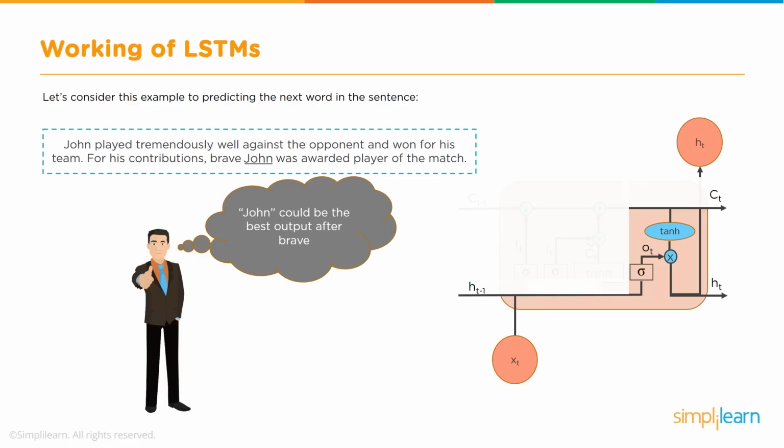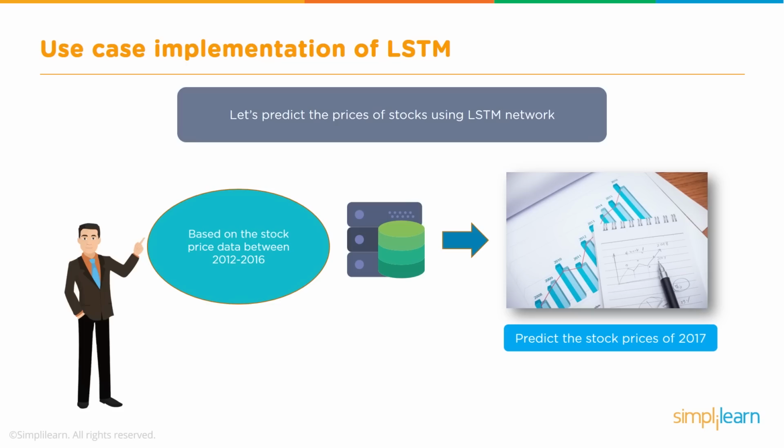And then of course we jump into my favorite part, the case study. Use case implementation of LSTM. Let's predict the prices of stocks using the LSTM network based on the stock price data between 2012 and 2016. We're going to try to predict the stock prices of 2017. And this will be a narrow set of data. We're not going to do the whole stock market.